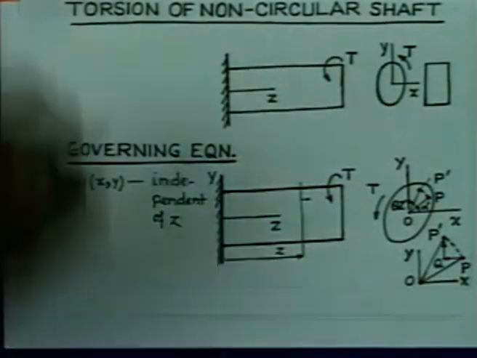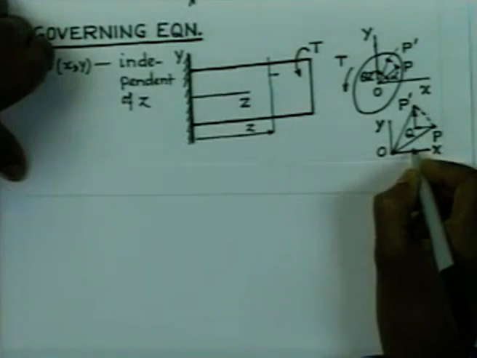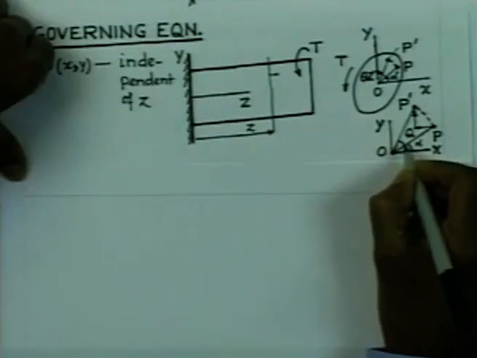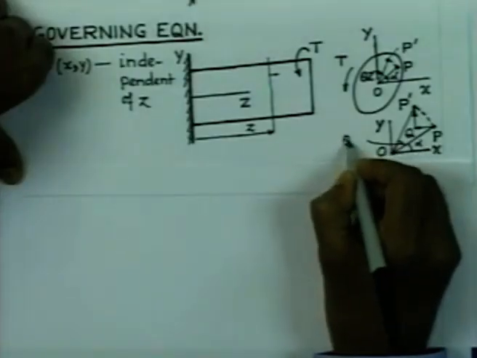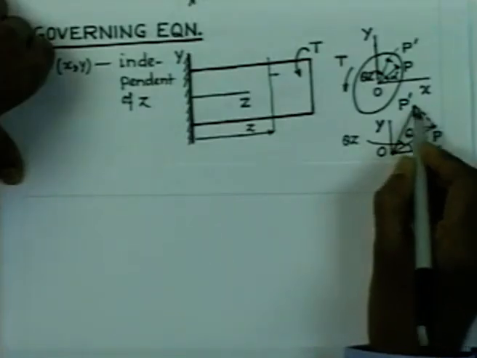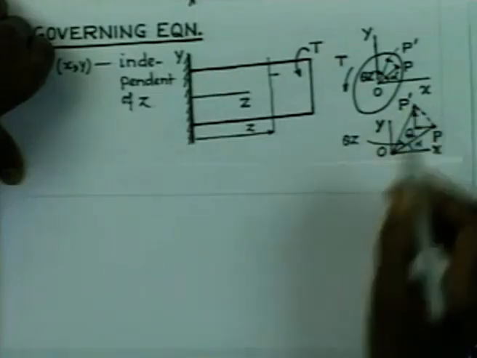Now, we can calculate from this the displacements. So, if we now try to calculate the displacements of the point P, you can now see that this angle is alpha and this angle is theta into z. And as the point P has shifted to P dash, there is a displacement in the x direction of magnitude PQ, and there is a displacement of magnitude QP dash in the y direction.